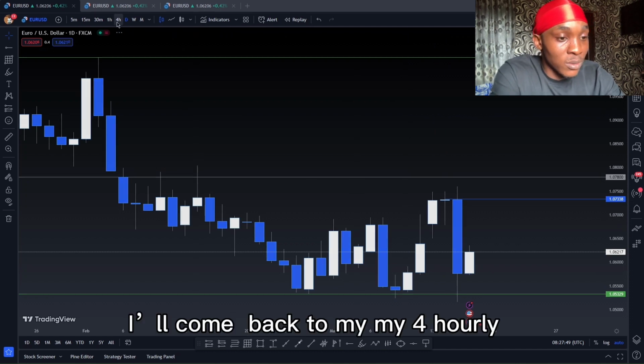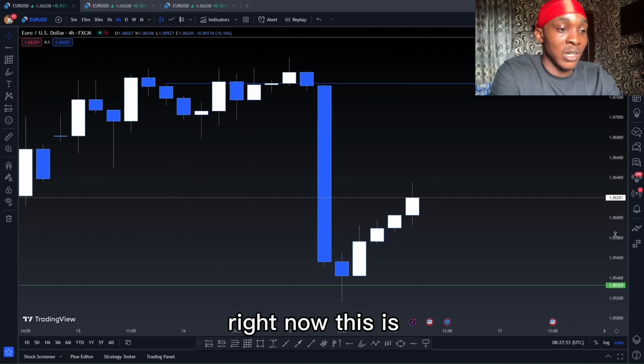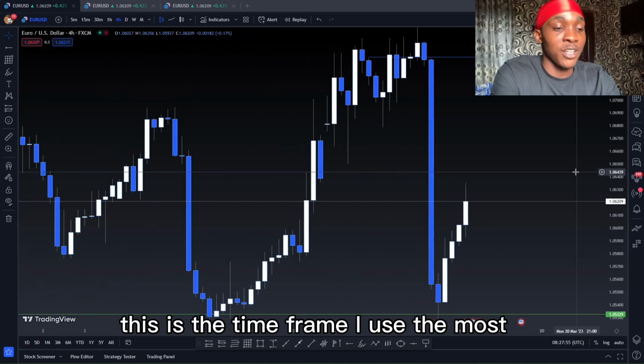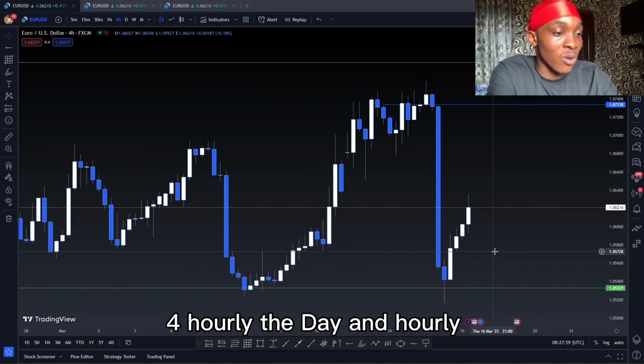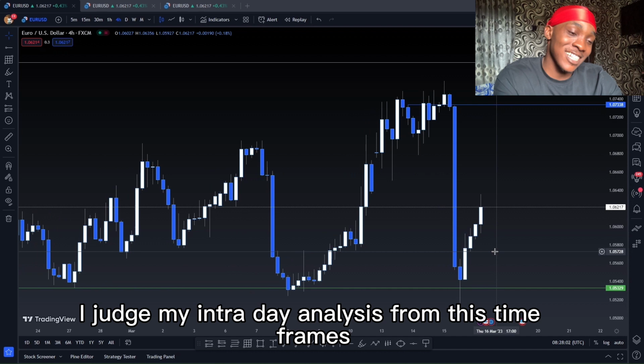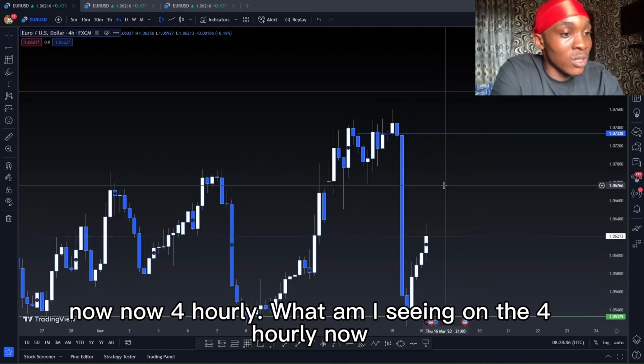Then you come back to my 4 hourly, and what am I looking for now? Right now, this is it. This is the time frame I use the most: 4 hourly, DM and hourly. I judge my intraday analysis from these time frames. Now 4 hourly, what am I seeing on the 4 hourly?